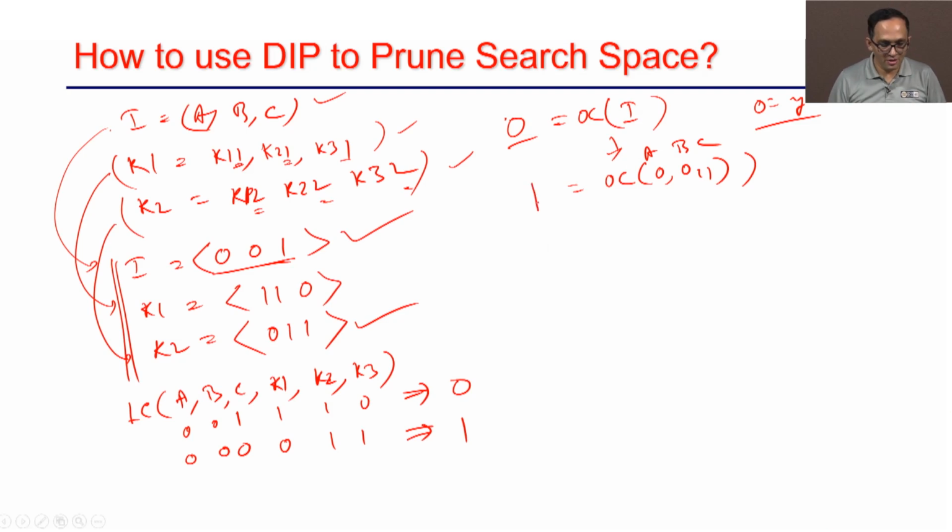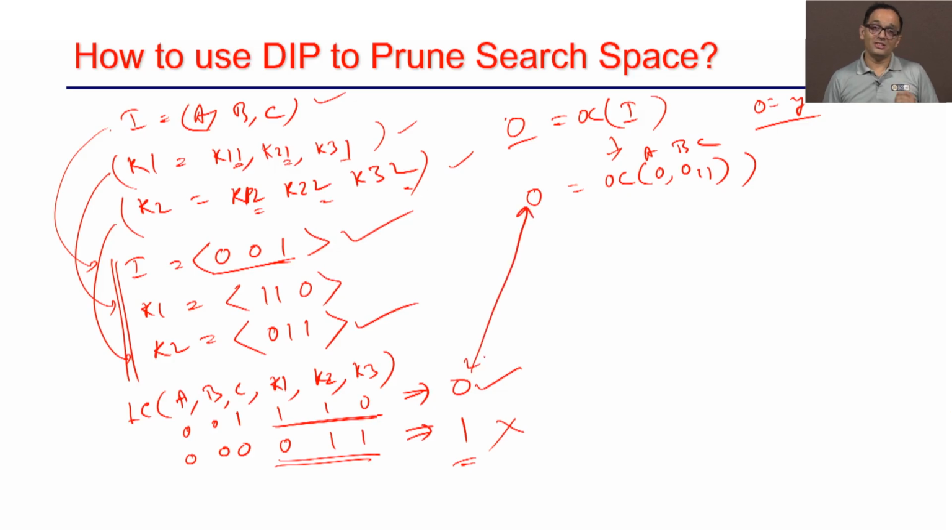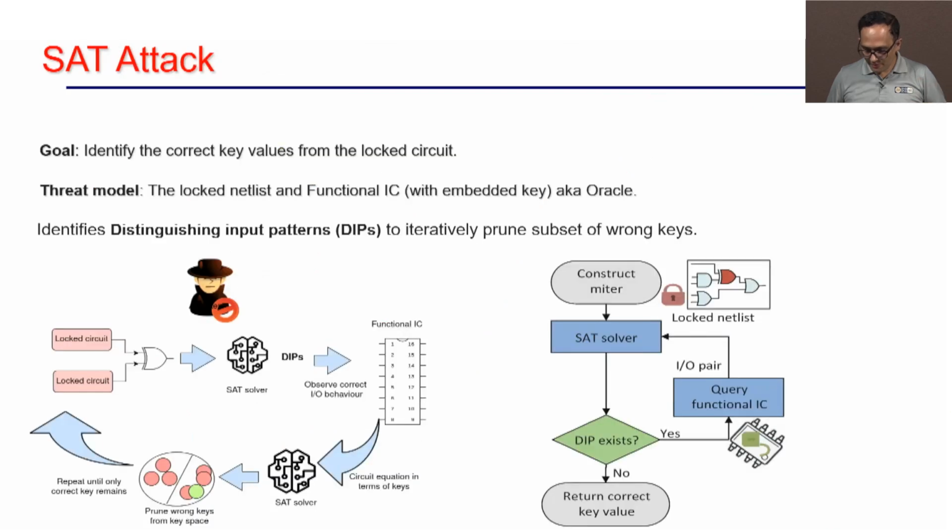So, what does it mean? Or let us say I got 0, okay. Let us say I got 0 here. What does it mean? This key is definitely wrong, right, because for this key I am getting 1, but this key may be the correct key, because I am getting 0, right, since it is matching with the oracle output.